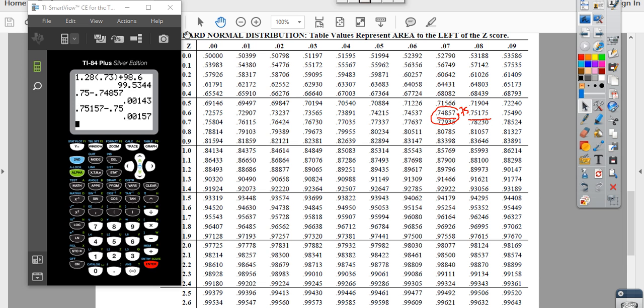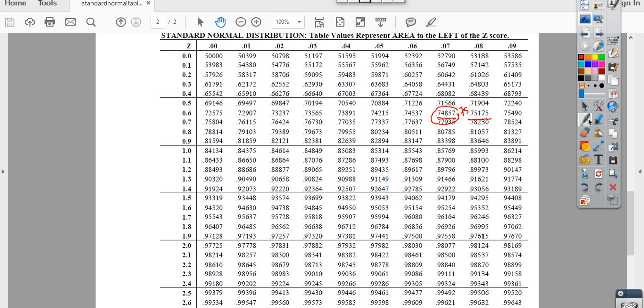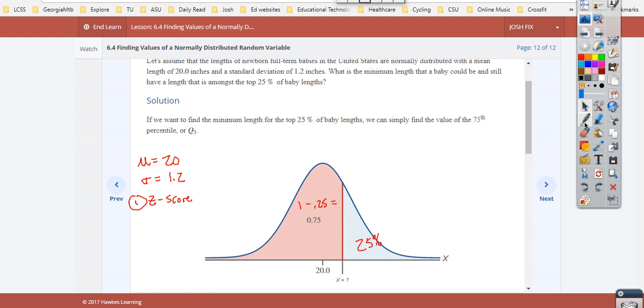Let's put our calculator away. So now we take that, we calculate our z-score from it, so we cruise across. We got 0.6, we cruise up to 7, so our z-score is going to be 0.67. We bring that back with us to our previous slide. So our z-score is equal to 0.67, and we're going to use that z-score to find that x value.